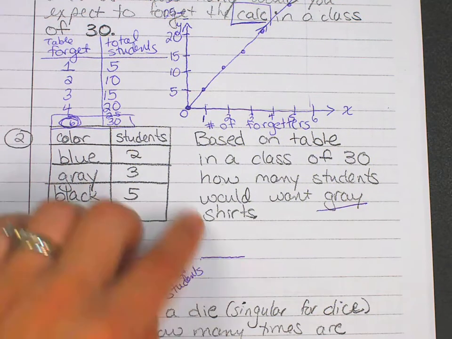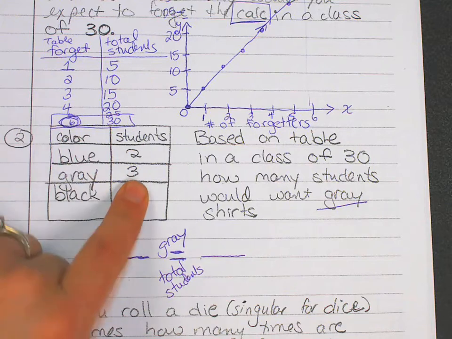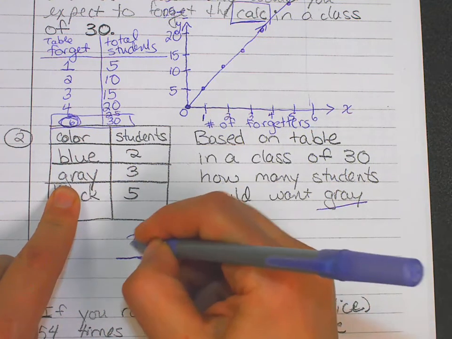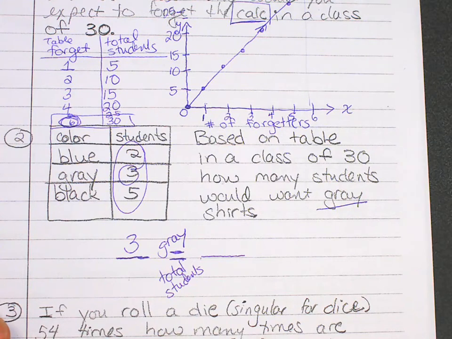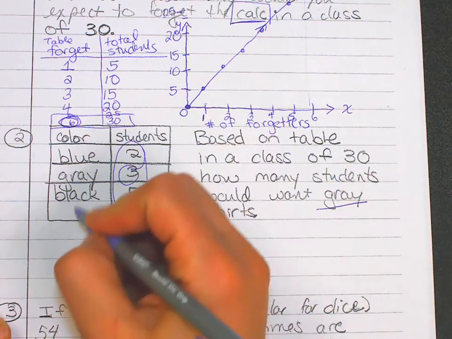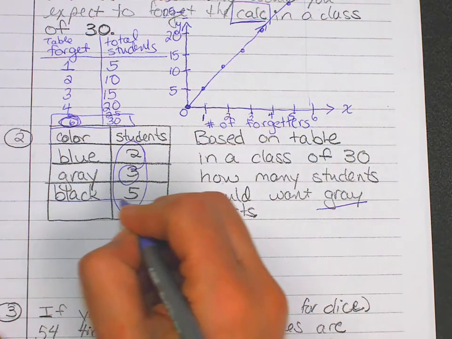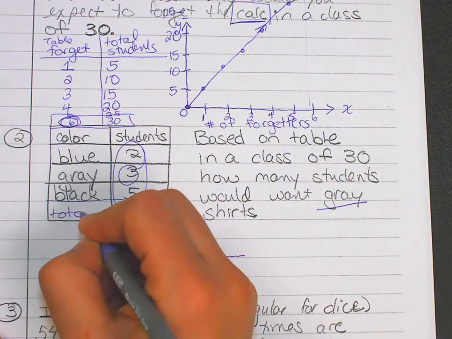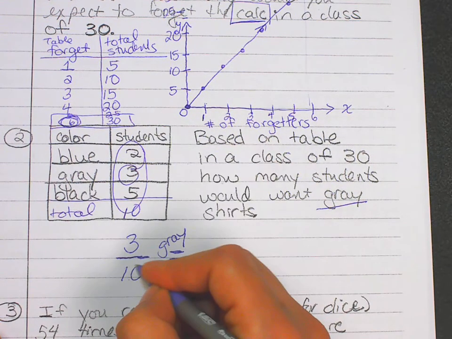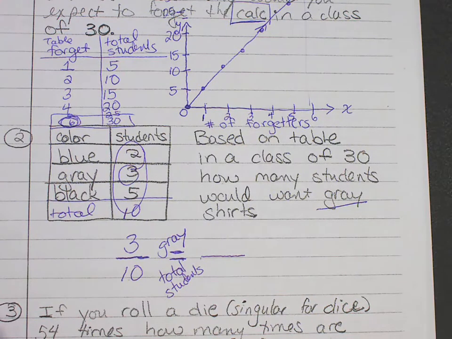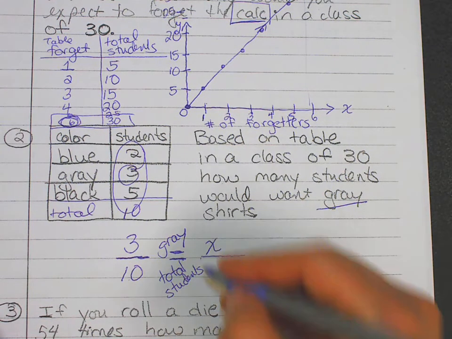So based on this table, there are 3 students that like gray out of, what is the total? So the total would be adding it all up. The total 2 and 3 is 5 and another 5 is 10. So that's 3 out of 10 students that like gray. I don't know how many would like it out of 30, so I'm going to put an X here.